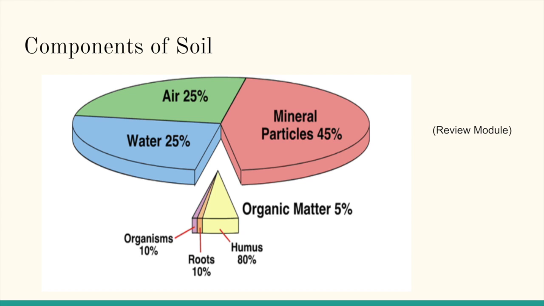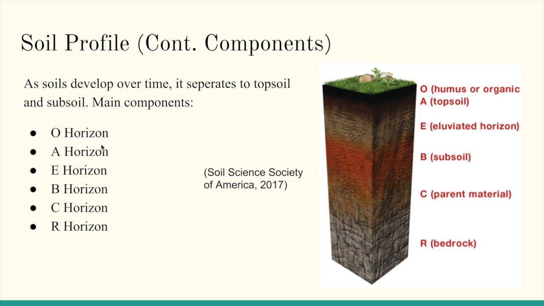Let's talk about the components of soil. Soil mainly consists of air, water, and mineral particles. However, it is composed of very important smaller components, that is, organic material such as humus, litter, fermenting litter, and roots that is mainly contained in the whole horizon. Let's talk about these horizons. As soils develop over time, as I explained about the time factor, layers form, mainly going into two layers, topsoil and subsoil. It is mainly separated into 6 main horizons: O horizon, A horizon, E horizon, B horizon, C horizon, and R horizon.